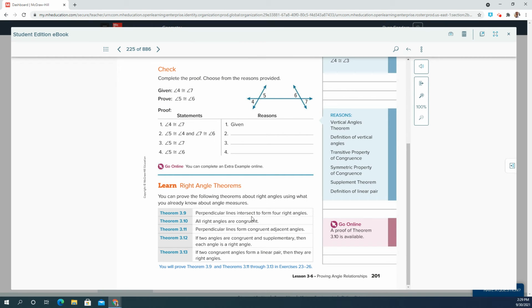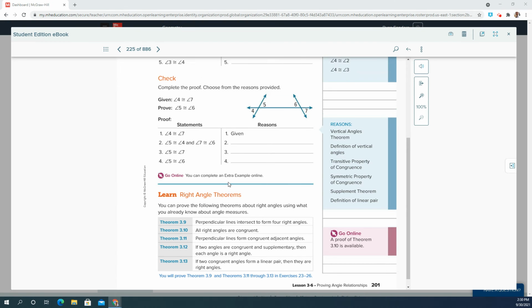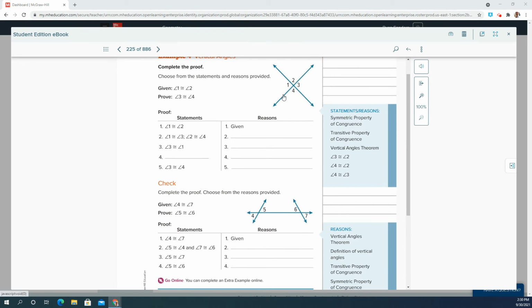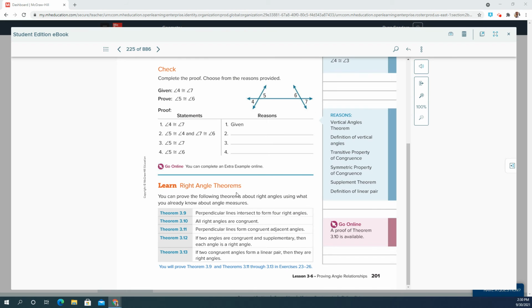Right angle theorems: perpendicular lines intersect to form 4 right angles. That's correct. We can look at the example there if we wanted to draw it. If these are perpendicular lines, then all of these are right angles. All right angles are congruent. They're all 90 degrees. That means they're all the same.